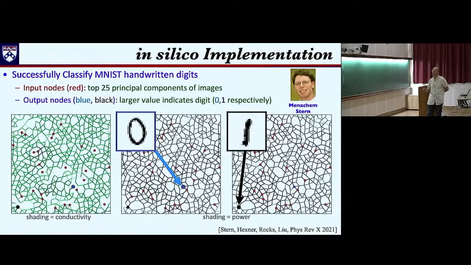The idea is that if you feed in a 0, you want this one to light up more strongly, and if you feed in data for a 1, you want this one to light up, and it worked. The networks here are colored after they've been trained. It was started maybe with random connectivities, and now they're shaded according to the actual conductivities in the learned case. So you can see what happened. It dropped out some of the edges around this node, so these two aren't so connected, and so forth over here. Otherwise, it's hard to see what's going on.